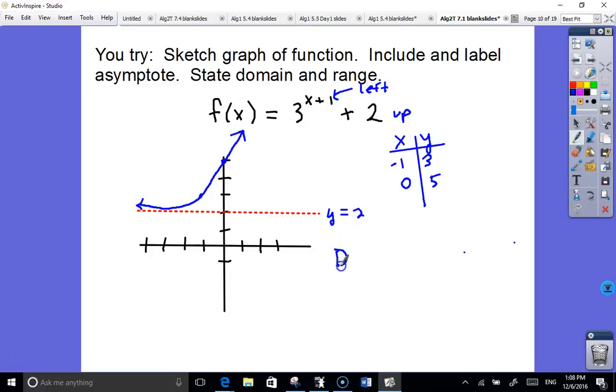So domain is still all real numbers. What is the range? Greater than 2. Greater than the asymptote.